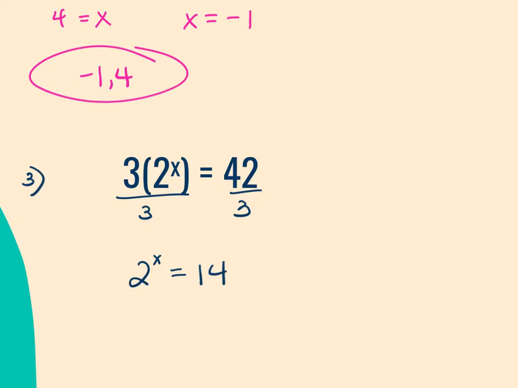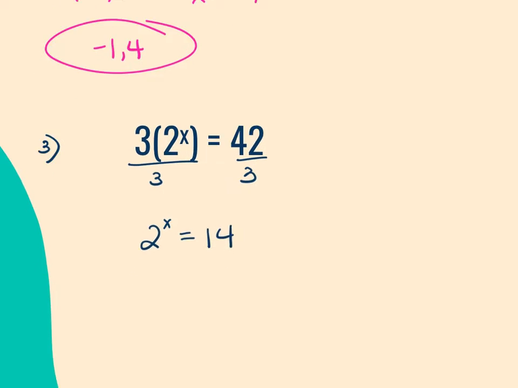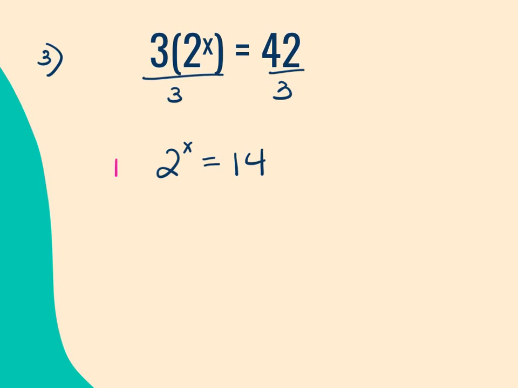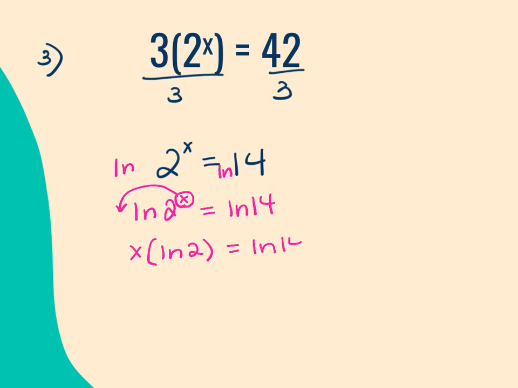Can I change 14 to be to the power of something? No. So this is where our ln comes into play. I'm going to ln both sides of the equation, and I get ln of 2 to the x equals ln of 14. Now, ln of e would cancel out, and I would get just the x, but ln of 2 does not cancel out, right? But the exponent does get bumped to the front, so I get x times ln of 2 equals ln of 14. And then how do I get x by itself? Divide both sides by ln of 2.